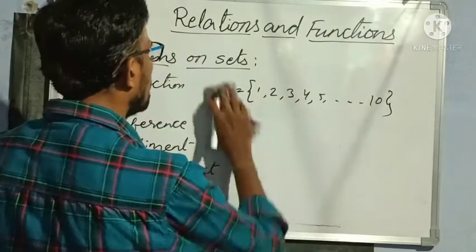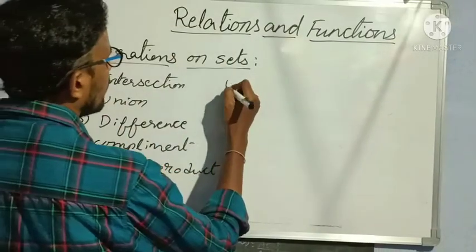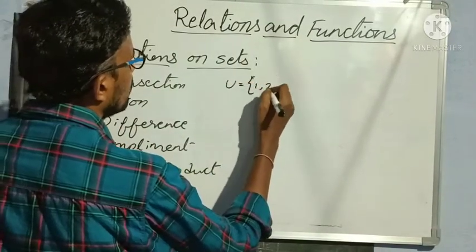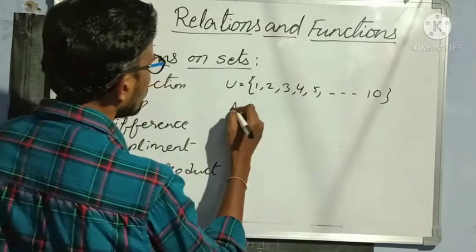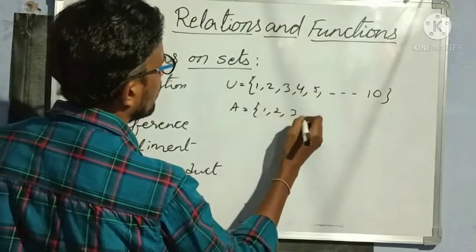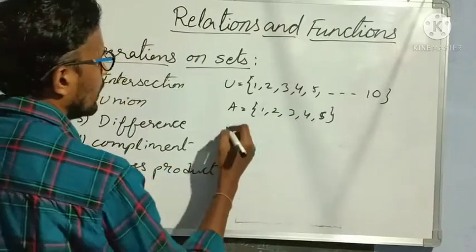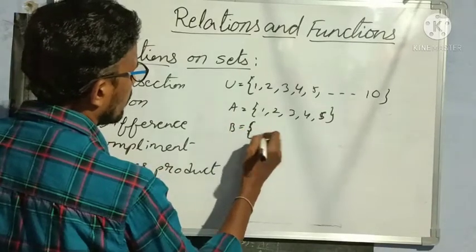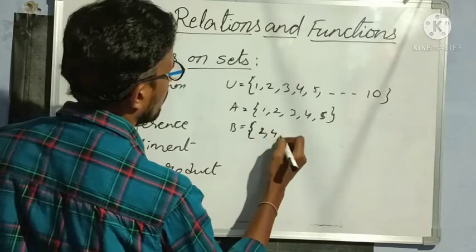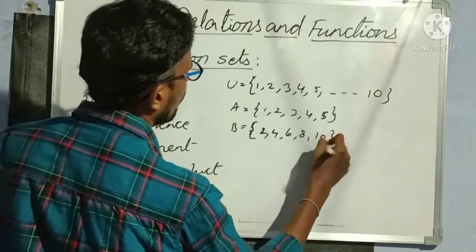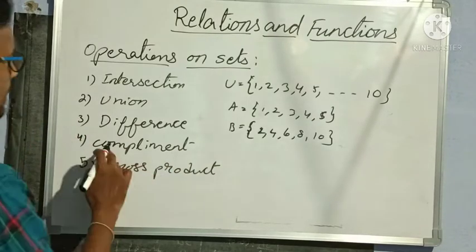So now let me see what is A complement. Sorry, once again I have to write the universal set, that is 1, 2, 3, 4, 5 and so on up to 10. So set A is the first 5 elements: 1, 2, 3, 4, 5. So this much is enough for my union. Suppose I want to write cross product, then I will take 2, 4, 6, 8, 10 also. Okay, cross product I will explain with some other example. Just we will see complement now.